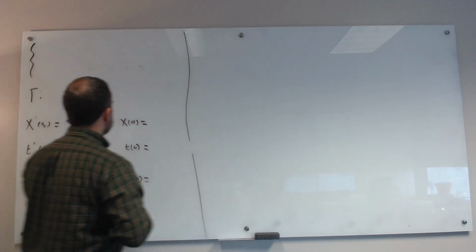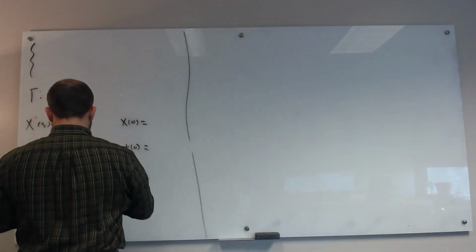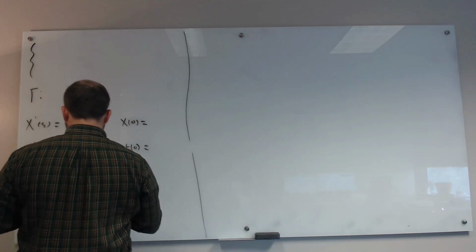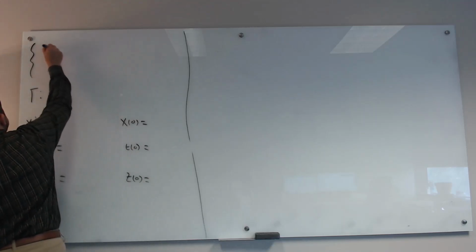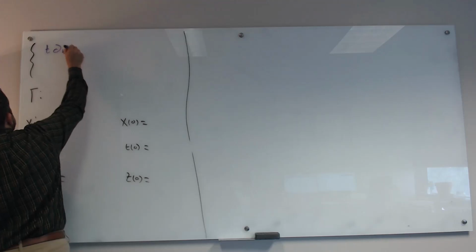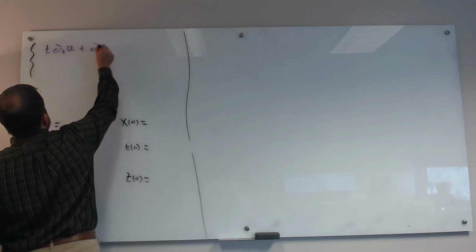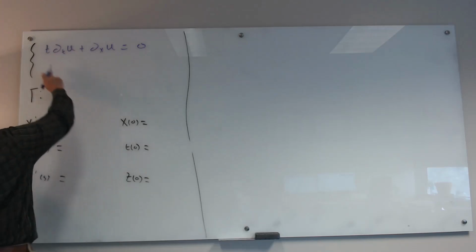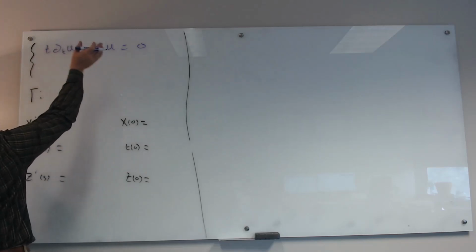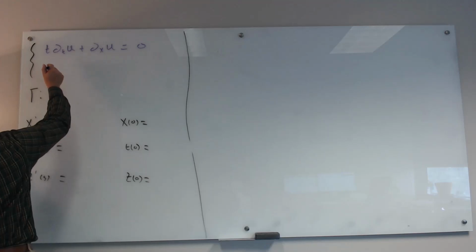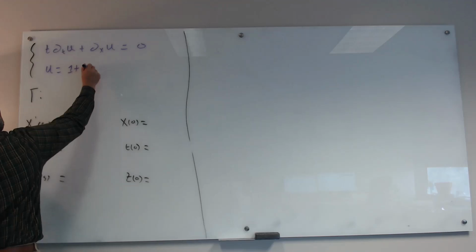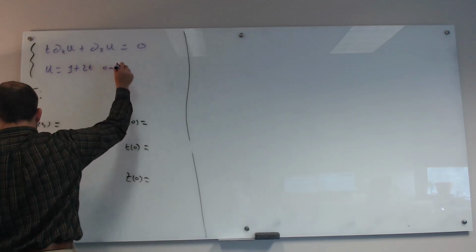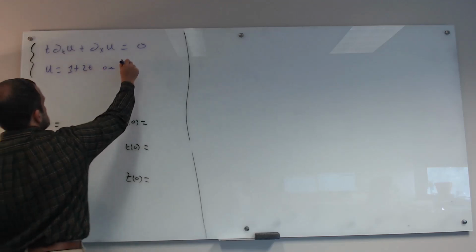Okay, so now we're going to continue looking at these questions, of course. We're going to have t times the t derivative of u plus the x derivative of u is equal to 0. Okay, so now this is our first example where these coefficient functions are not just constants. And we're going to have u equals 1 plus 2t, and this again is going to be on the t-axis.